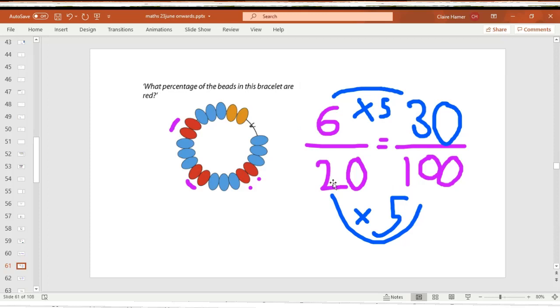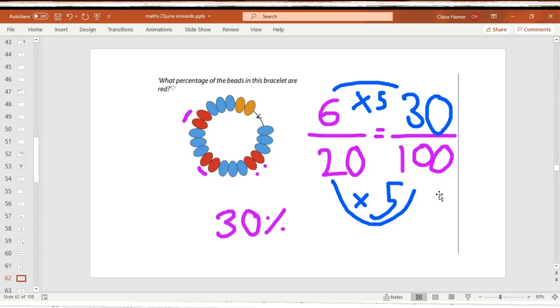Right, 20 multiplied by 5 is 100. So because I've multiplied the denominator by 5, I multiply the numerator by 5 as well. So I've got 30 hundredths. So what percentage of the beads in the bracelet are red? 30% is the answer. Well done if you've got there, going through the steps with me. And I'll be extremely impressed if you manage to do that all on your own before I showed you my workings. Make sure you let me know on Teams afterwards.